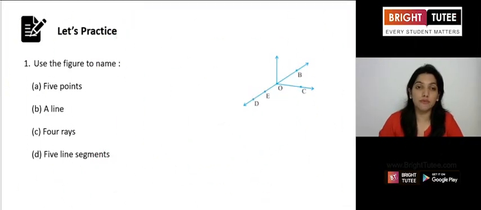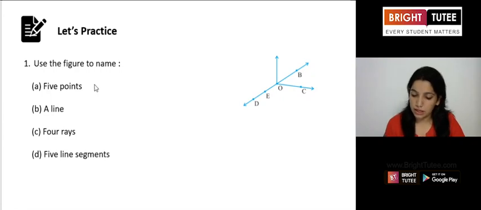Look at the question in front of you. Here the question says to use the figure to name 5 points. So clearly we can see so many points in this particular given figure. Let's quickly write them down.